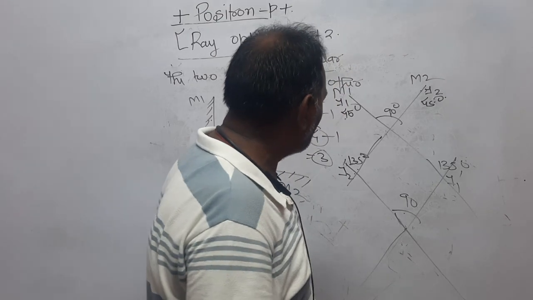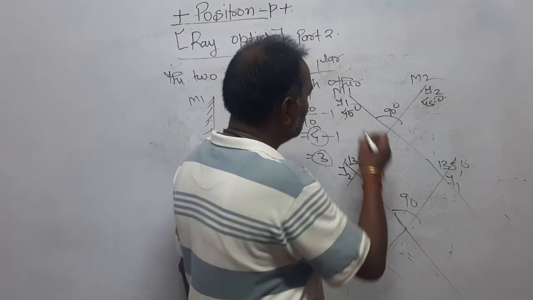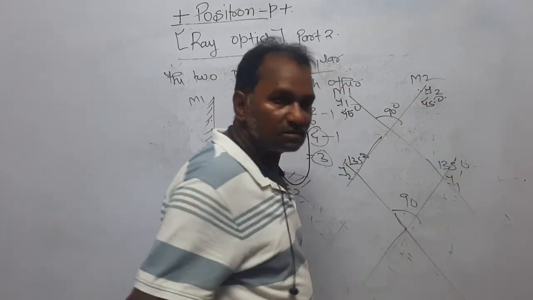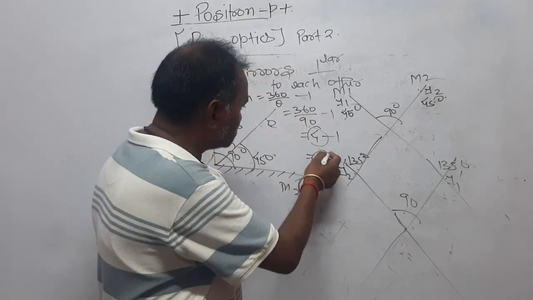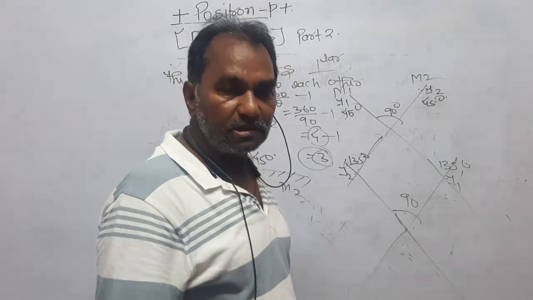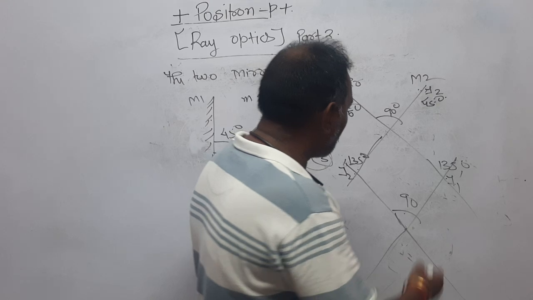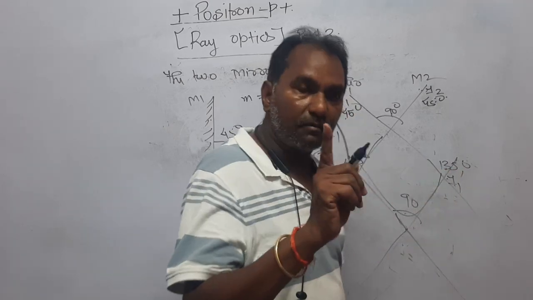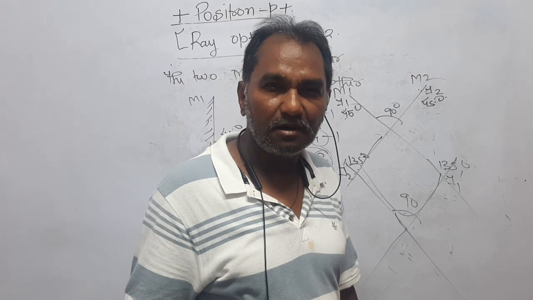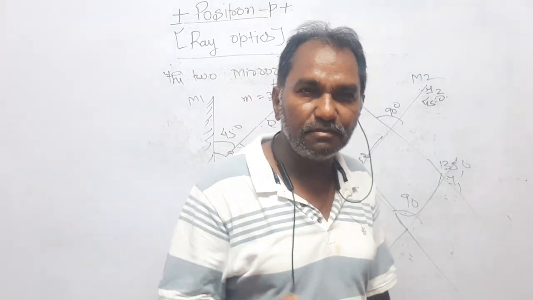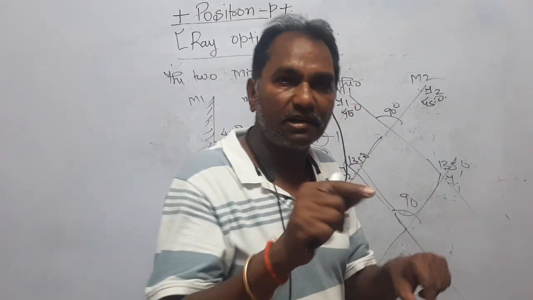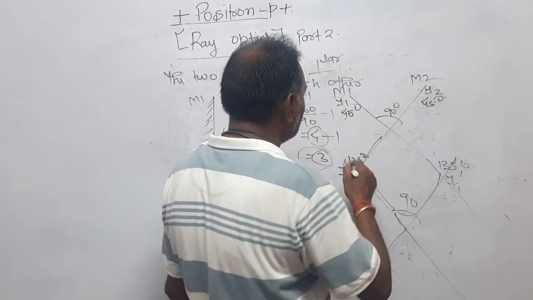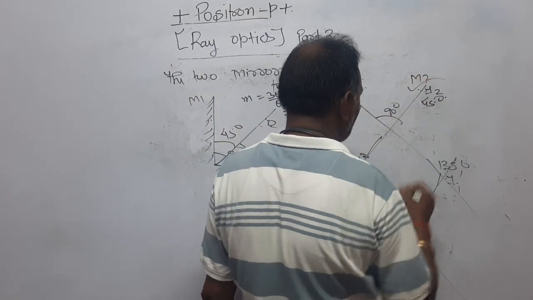Now dear student, how many images are made? 1, 2, 3, 4 images. But you know your answer is 3. Dear students, what happened? Now add these: 135 plus 135 is 270, plus 90 is 360. If it comes to 360, it means that these two images are coinciding with each other. So finally, there are 3 images, 1, 2 and 3.